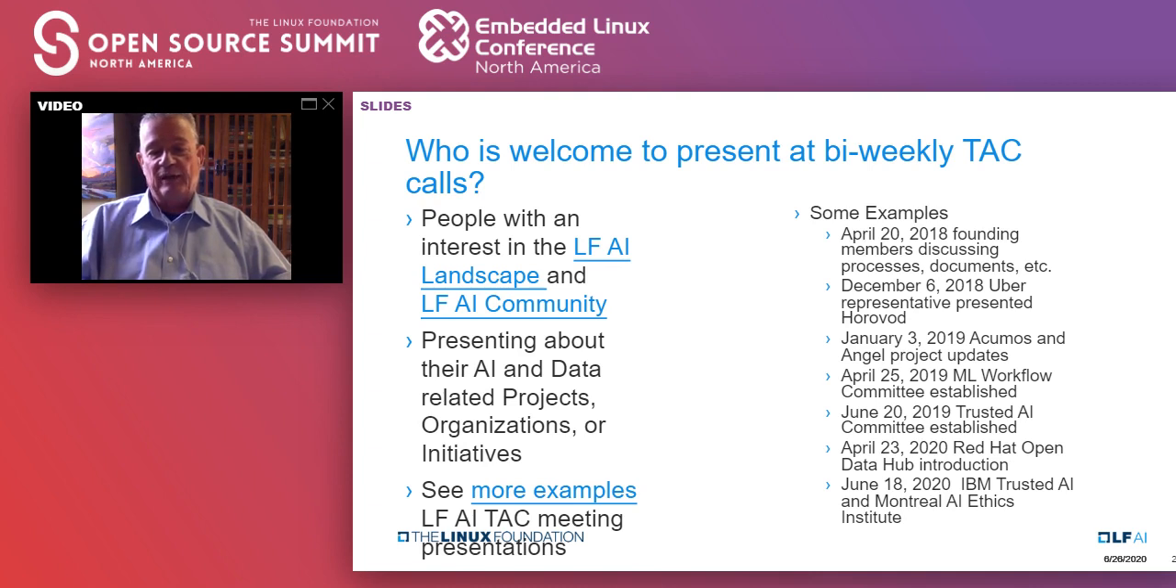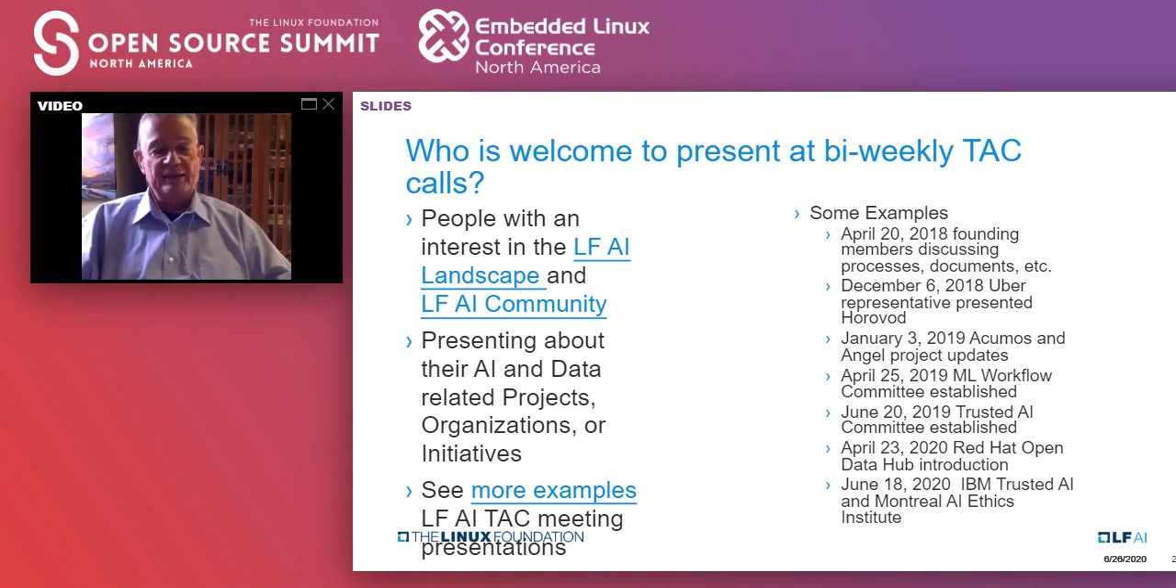December 6, 2018, Uber representatives presented Horovod, and Horovod is one of the incubating projects in Linux Foundation AI. January 3rd, 2019, Acumos and Angel project updates. These are graduated projects. On April 25th, 2019, about a year ago, the ML Workflow Committee was established. That's one of the major working groups within LFAI.